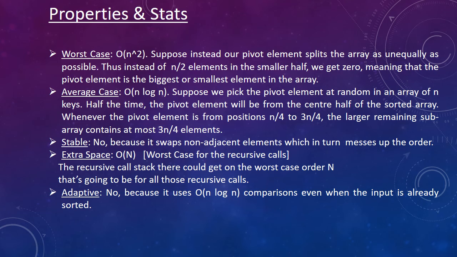No, the quicksort algorithm is not stable because it swaps non-adjacent elements, which in turn messes up the order. And the extra space is big O of n, which is the worst case for the recursive calls. And no, it is not adaptive because it uses big O of n log n comparisons even when the input is already sorted, so it is not adaptive.